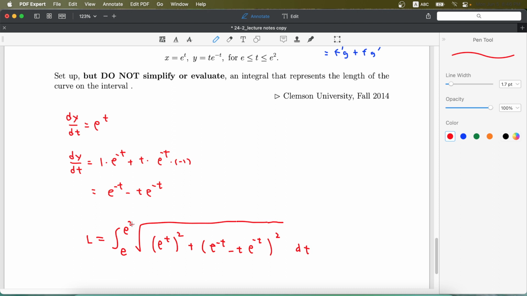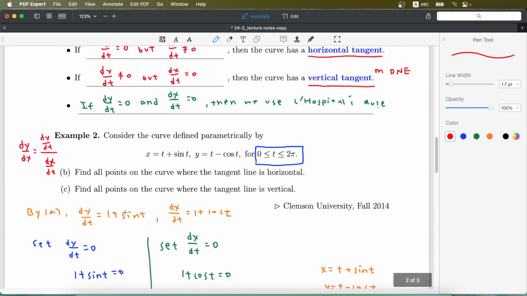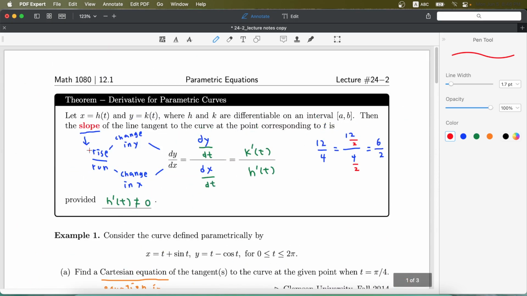If you have any questions, please do not hesitate to email me. So let's make a quick review. In this lecture, we talk about two important things. First, we want to find the slope of a parametric curve. And second, we want to find the arc length of a parametric curve. For the first part, remember the slope is always defined to be rise over run, the change in y over the change in x. So it is always dy over dx.